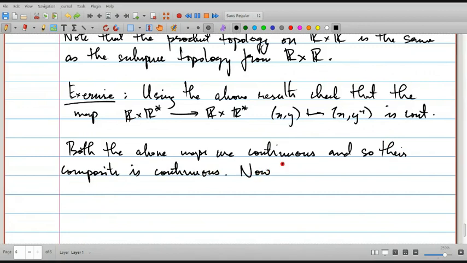So this shows that the map from R cross R star to R given by x comma y maps to x y inverse is continuous.